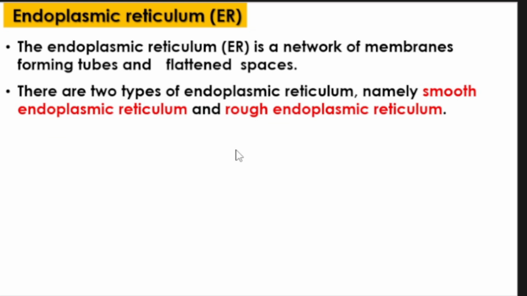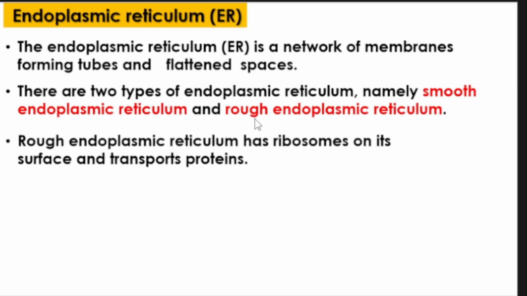And the function of the rough endoplasmic reticulum, which contains ribosomes on its surface, is to transport what? Proteins. So the rough endoplasmic reticulum, this one here, contains ribosomes on its surface, and those ribosomes are what cause it to be called the rough endoplasmic reticulum. So its function is to do what? It's to transport proteins, because it's also a network, as already stated.